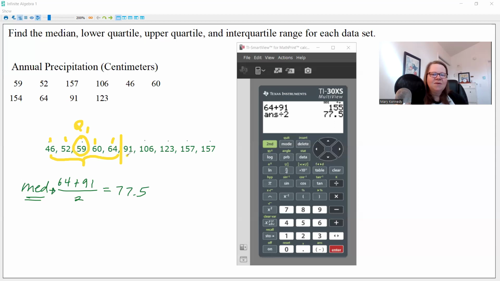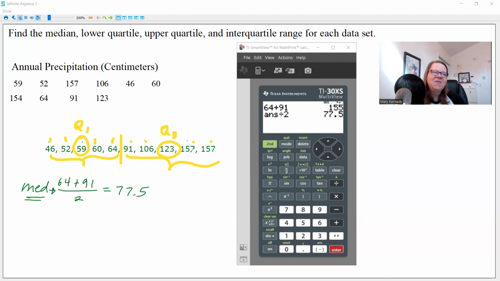And let's do the same thing for the upper half. We've got the outsides, and that leaves 123. So that is Q3. Okay, that's super not easy to read with the thickness of that pen.